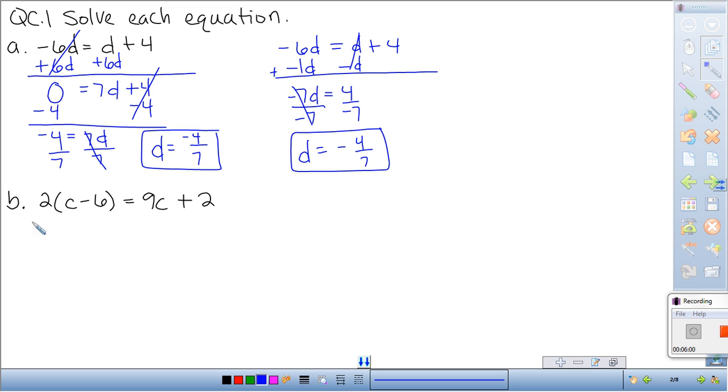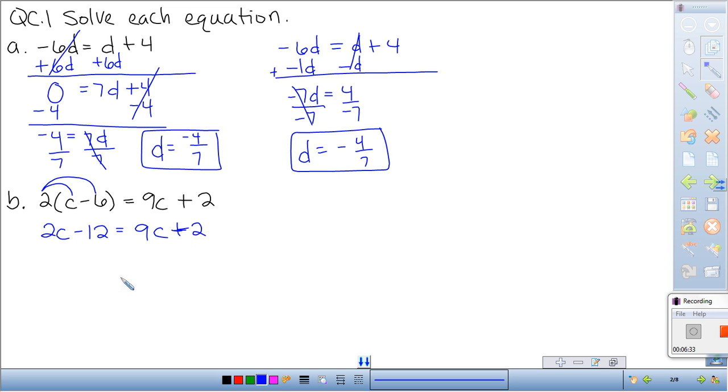Okay, in B, we've made it a little more challenging. Instead of just having to move our variables from side to side, we have to get rid of these parentheses first. We can't do anything until we have gotten rid of our parentheses. So we do that by using the distributive property. 2 times c is 2c. 2 times negative 6 is negative 12 equals 9c plus 2.